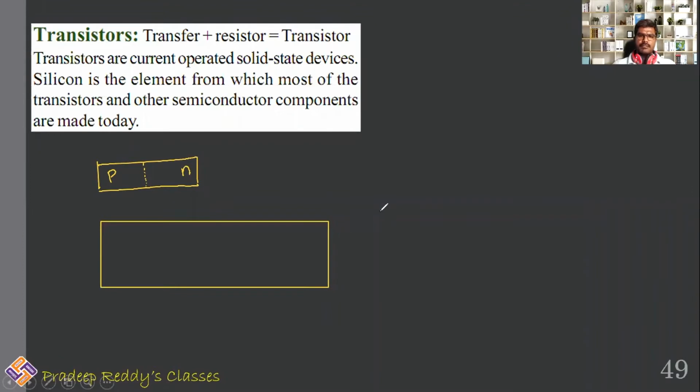This is a pure semiconductor, and I will divide it into three parts, which are uneven parts. Uneven in the sense that this is one part, this is another part, and this is another part. I'm just dividing the dimensions into three regions. This is the first region, this is the second region, and this is the third region.